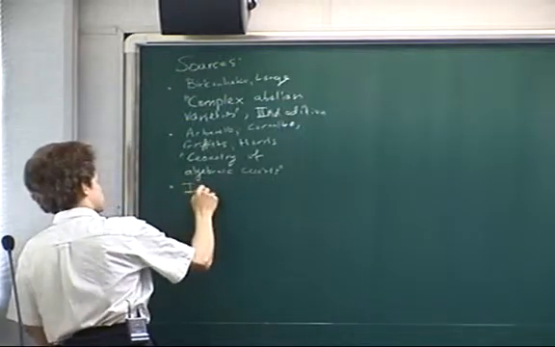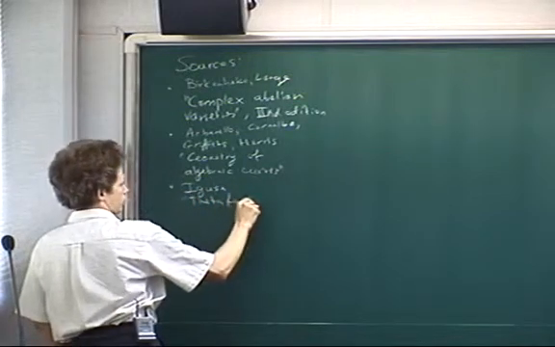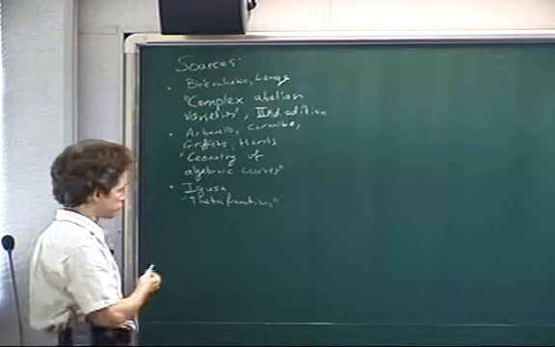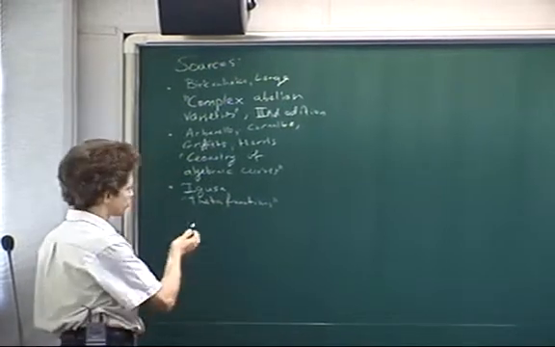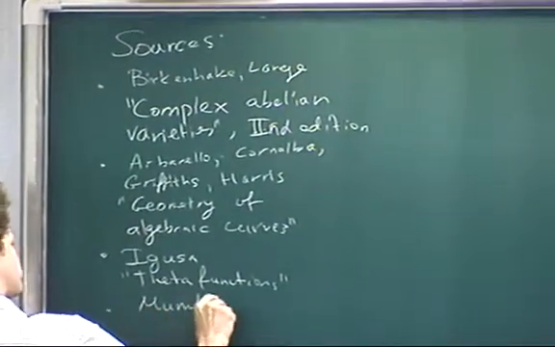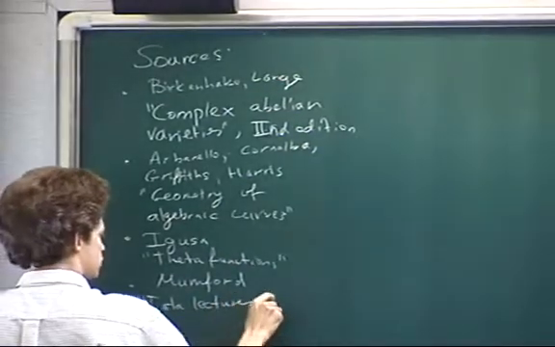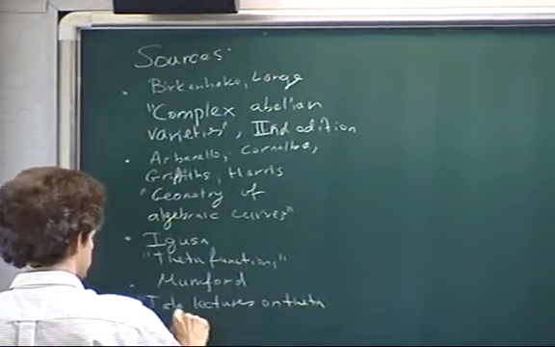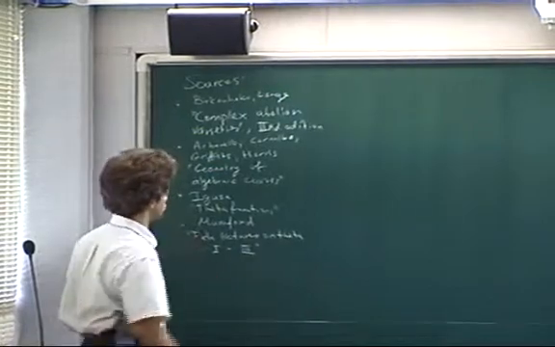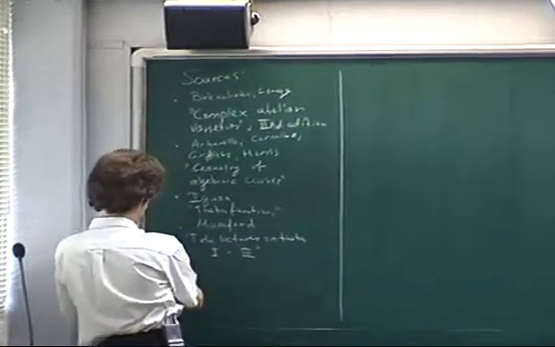There is a book by Igusa on theta functions, which gives you much more of the theory of theta functions and their modularity properties, much more than I would cover. And then there are books by Mumford called Tata Lectures on Theta, one through three, which contain some more information about the geometry of the theta functions and how they relate to Jacobians and so on. So these are the books.